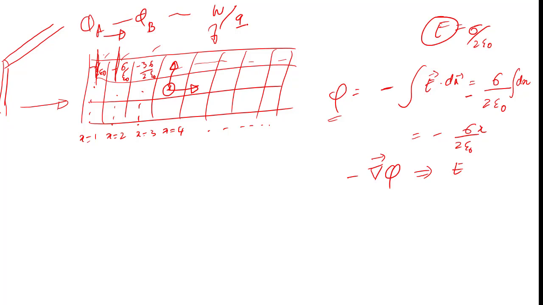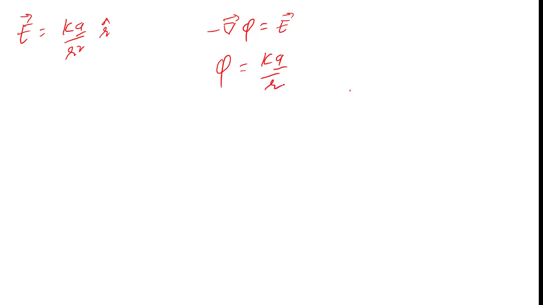So now let's see what should be the potential for a point charge. For a point charge, we know that E is equal to kq by r square r. We want the potential to be such that negative of grad phi gives us E. So we could do the integration with E dot dr, right? If we do that, we can see that very simply phi comes out to be kq by r, right? And this is very easy to verify.